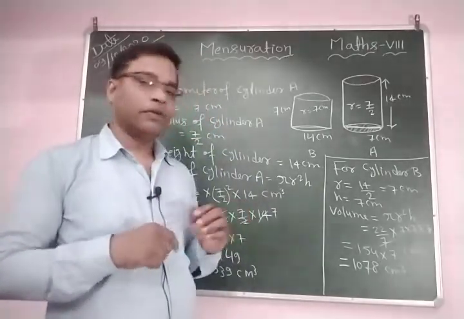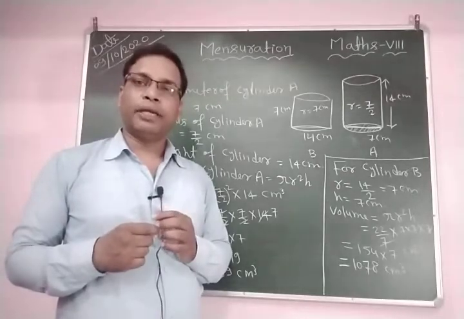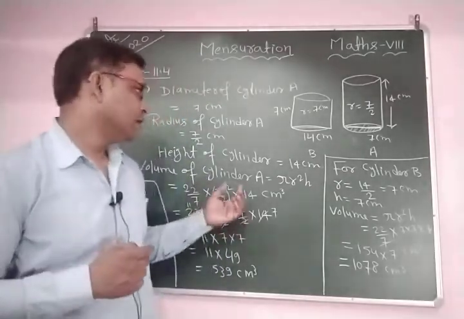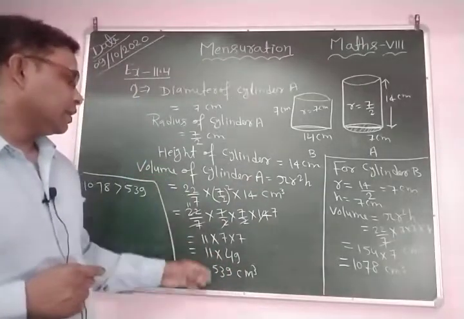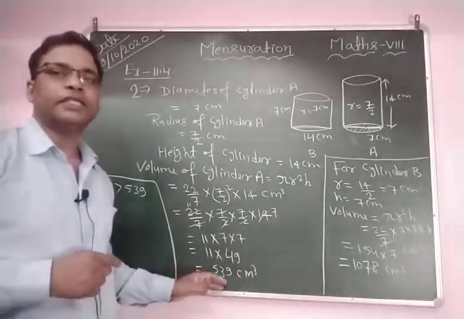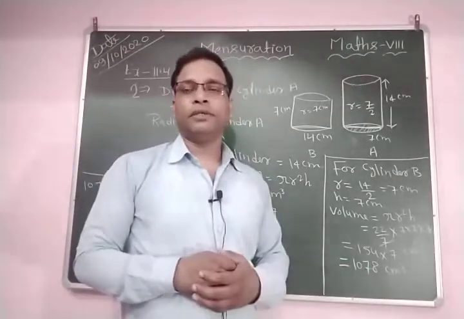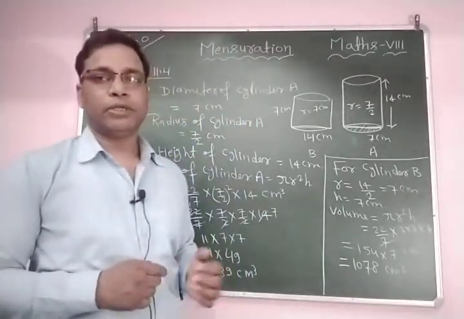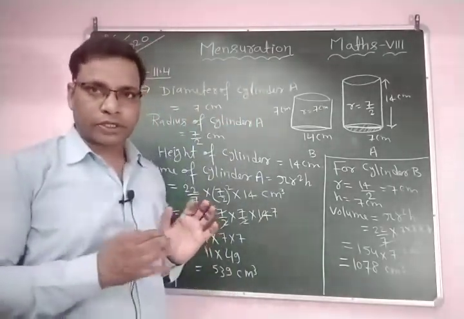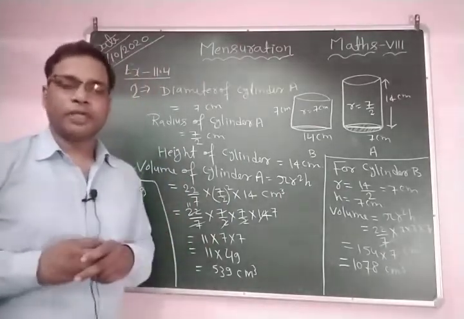But when you find the actual volume by calculation using this formula pi r square h, then also you can see the volume of cylinder A is 539 centimeter cube and the volume of cylinder B is 1078 centimeter cube. So from the above description you can say that the volume of cylinder B is greater than the volume of cylinder A.